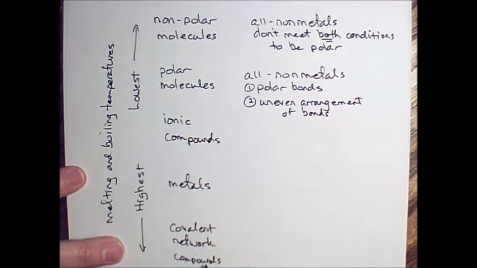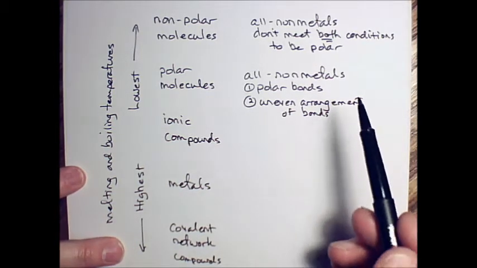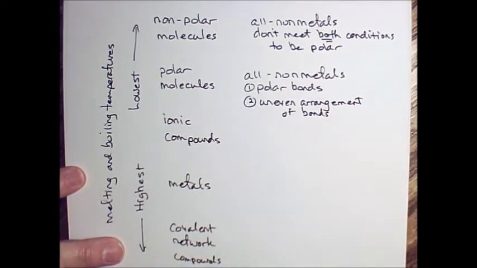Now there's another category down here at the bottom. What does that say on the side? Oh, never mind. Melting and boiling. There's another category down here of compounds that are made of all nonmetals. The covalent network compounds.